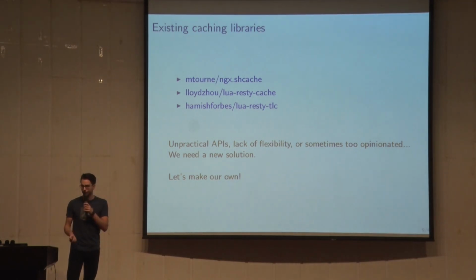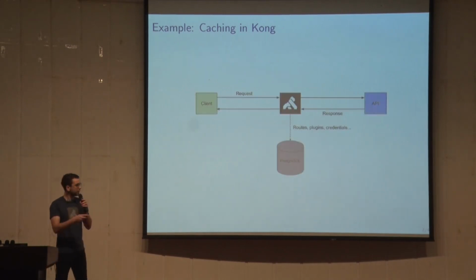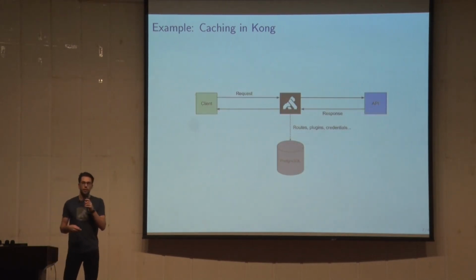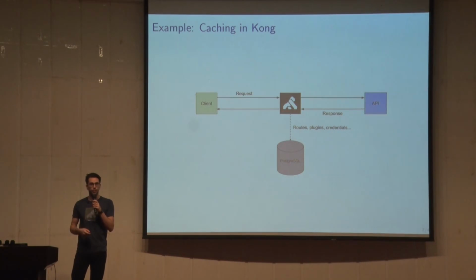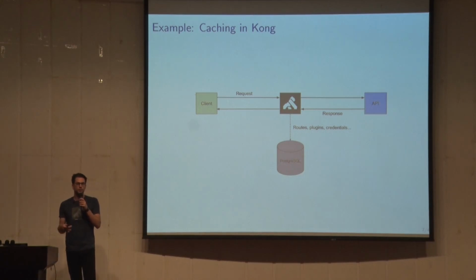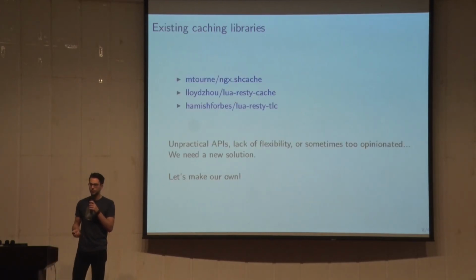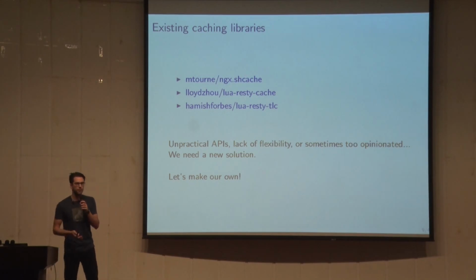But for Kong, we support Postgres, and we also support Cassandra. And third, we also support Redis for rate limiting. So we really needed something that was much more flexible than that. We could plug it into any type of I/O, which is what I thought would be the coolest caching library, and solve most use cases out there.